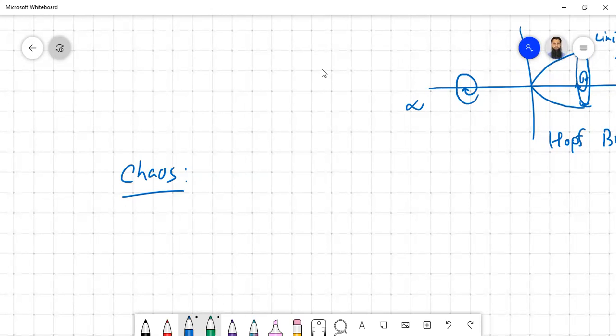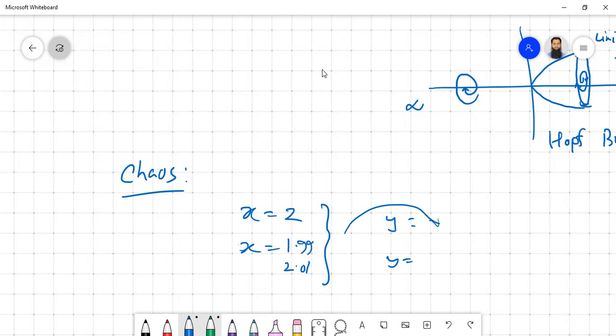So say your initial condition was x equal to 2. In a linear system, if x equal to say 1.9 or 2.1, or say 1.99, then for this small change there will hardly be any change in the output. They will be almost identical. But for a nonlinear system, this small change can introduce large changes in the output. So this is what is called chaos.